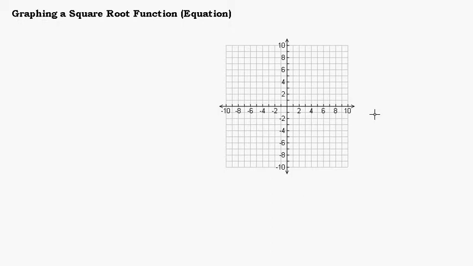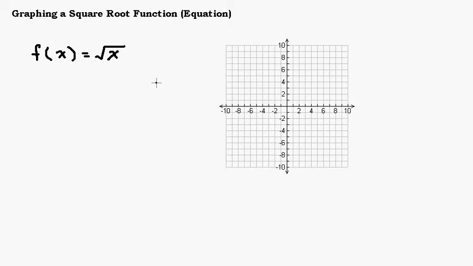In this video, we're going to look at graphing a square root function, which is an example of a type of equation. I'm not going to go into what functions are in this video, but for those of you that haven't had any experience with functions, you could also just think of this as an equation. So here it is written as a function. We say f of x equals square root x, and we're going to graph this.